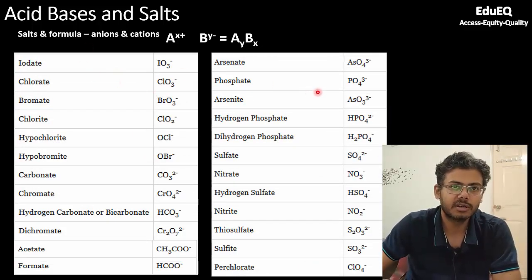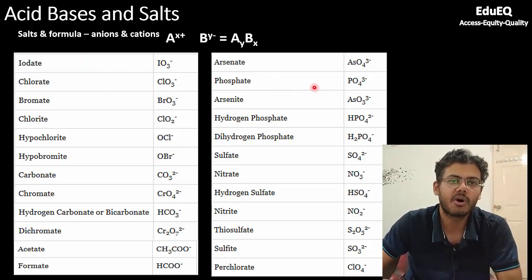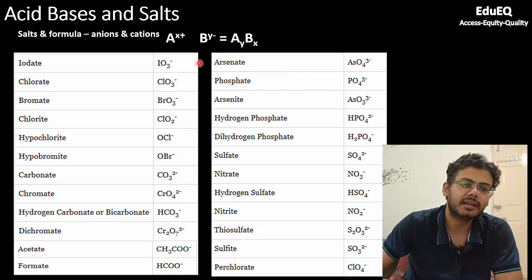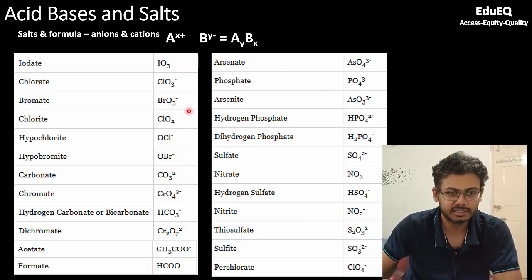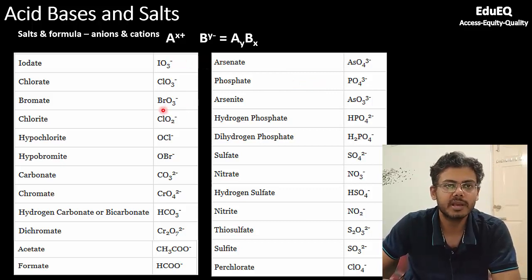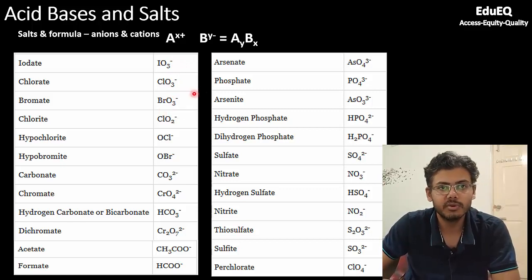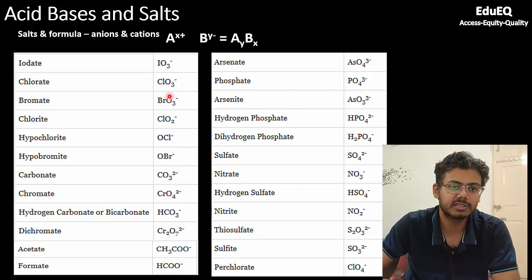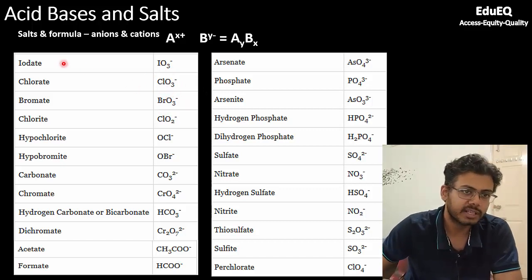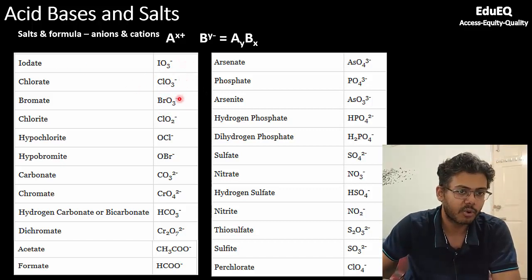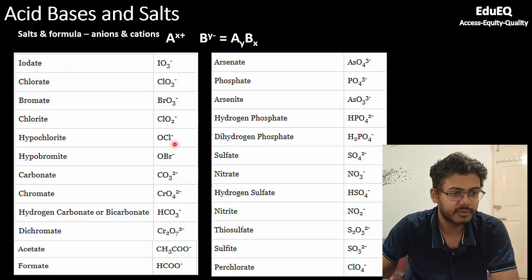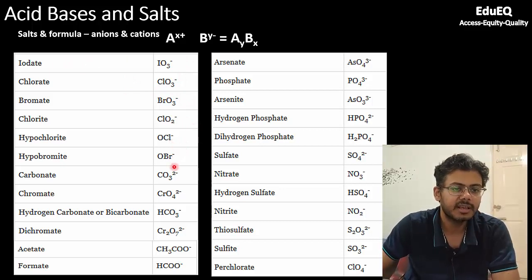So this list is not exhaustive, but I have compiled some most commonly used anions. And I would say if you know the oxidation states in these anions, you will be able to write pretty much any formula. These are the most commonly used anions which will be a part of salt. So you can see iodate -1, chlorate, bromate, chlorite, hypochlorite, even hypobromite, everything is -1. Carbonate is very common, it's -2.